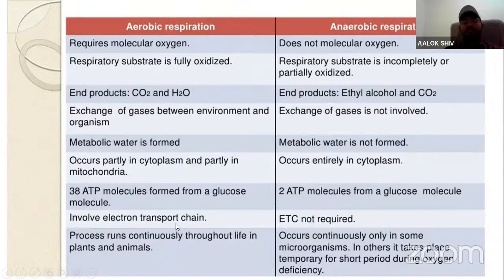And here the electron transport chain is involved in the case of aerobic respiration. We will see what the electron transport chain, the ETS system, is, while here ETC is not required. So here 2 to 3 things are important from the exam point of view: end products, number of ATP formed, and electron transport system.